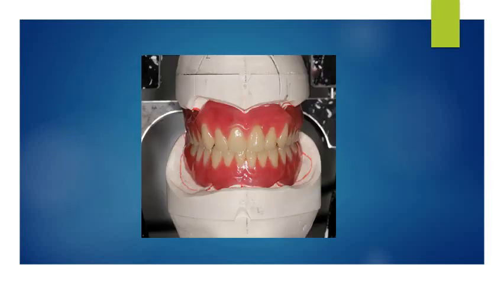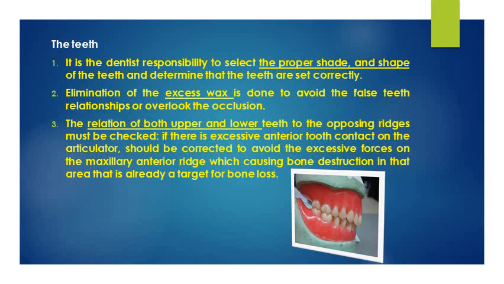Then, as you see here, the articulator, the upper and lower cast, and the denture are in a well-arranged manner. After that, the teeth should be in proper shade and shape. Also, any excess wax should be eliminated to avoid false teeth relationships.